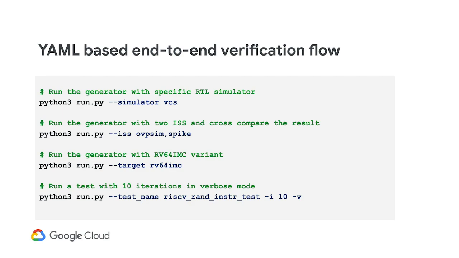What the flow will do is run the simulation with both ISS and compare the results. What this gives you is that when you are developing your test, you don't have to run with the RTL simulator. You can run with 2 ISS at the same time and get results, so it makes things much, much faster. There are other examples where you can specify the target. Because RISC-V is very configurable and extendable, you can have different variations. You can say, I run with 64-bit IMC or 32-bit or different variations. The flow makes it very simple for you to just say, this is the target, and just run it for me.